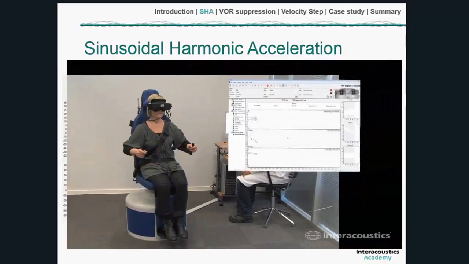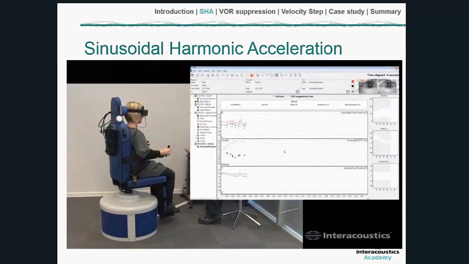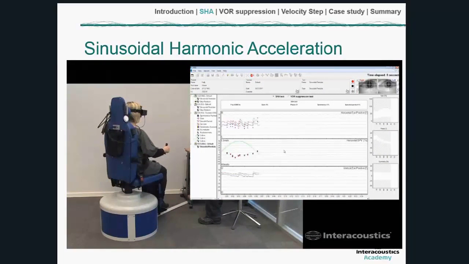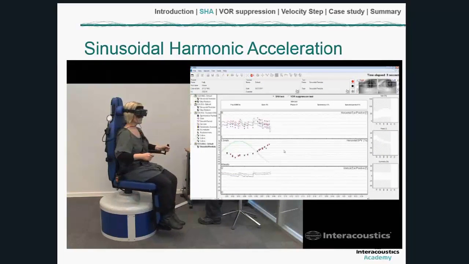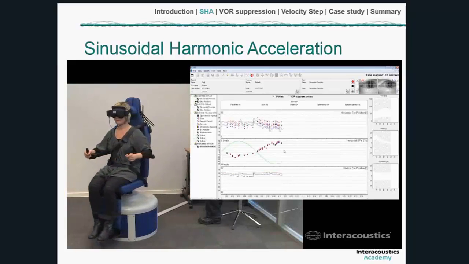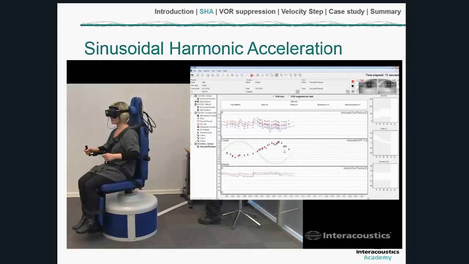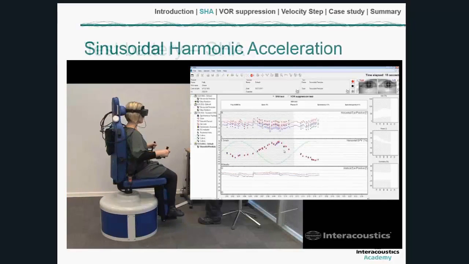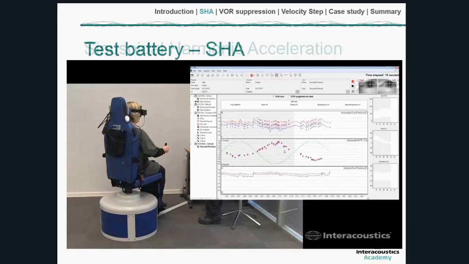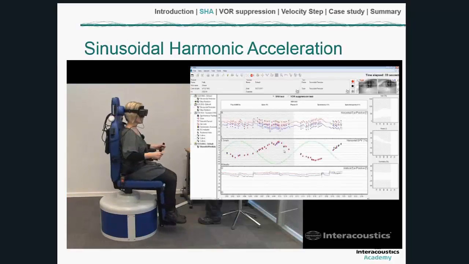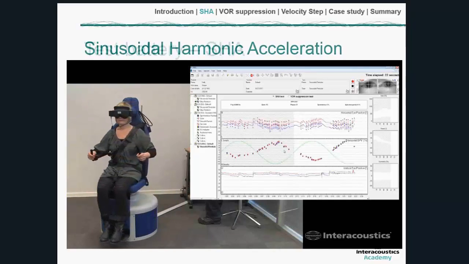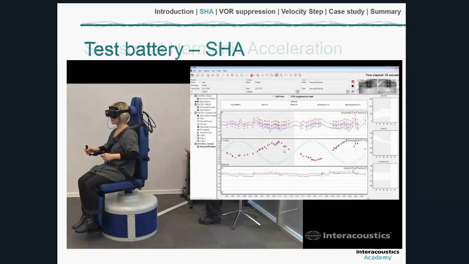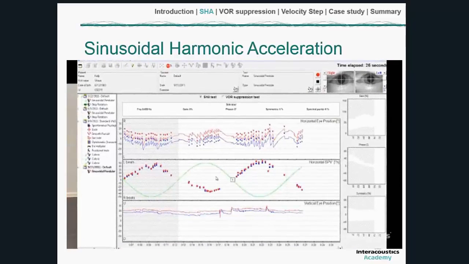This was a brief video showing the procedure for the sinusoidal harmonic acceleration. So what would have happened had we had a chance to watch the video would be that the patient in the chair swings smoothly from side to side as we then build up the trace, as we just saw on the screen a few moments ago. And so the patient is rotated in these alternating directions.